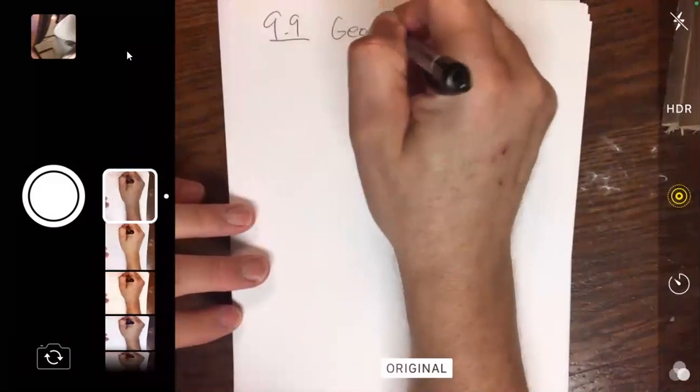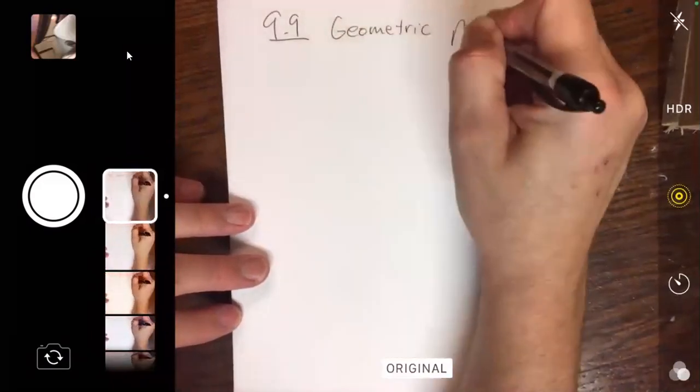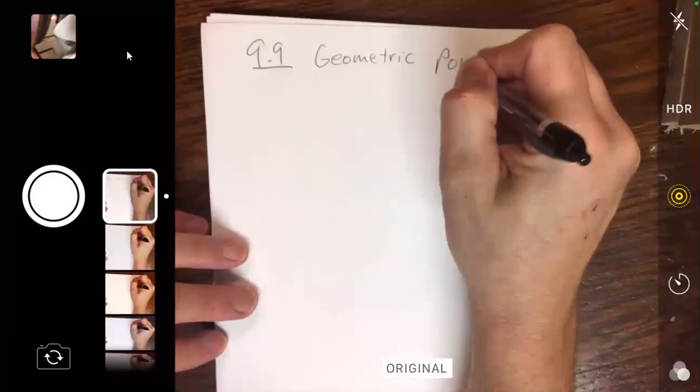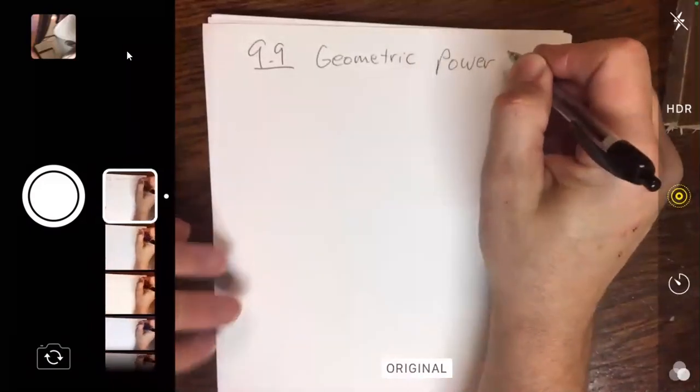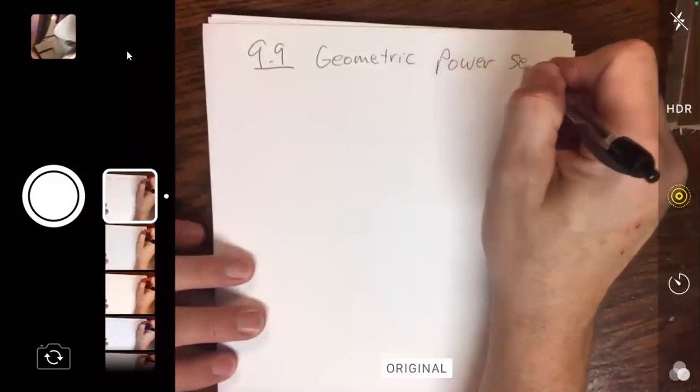Geometric power series. I hope the Wi-Fi keeps working. It was a little rough last hour.